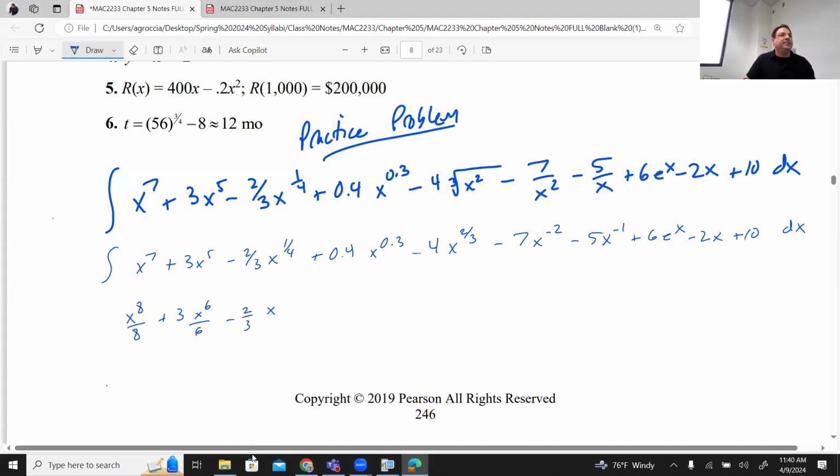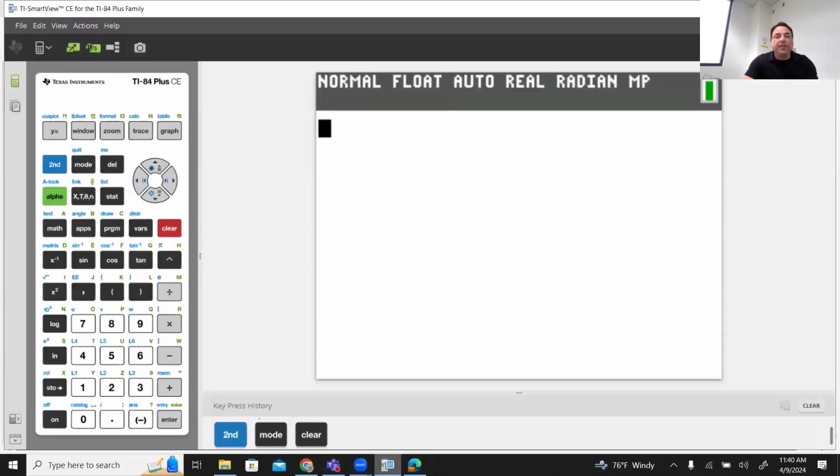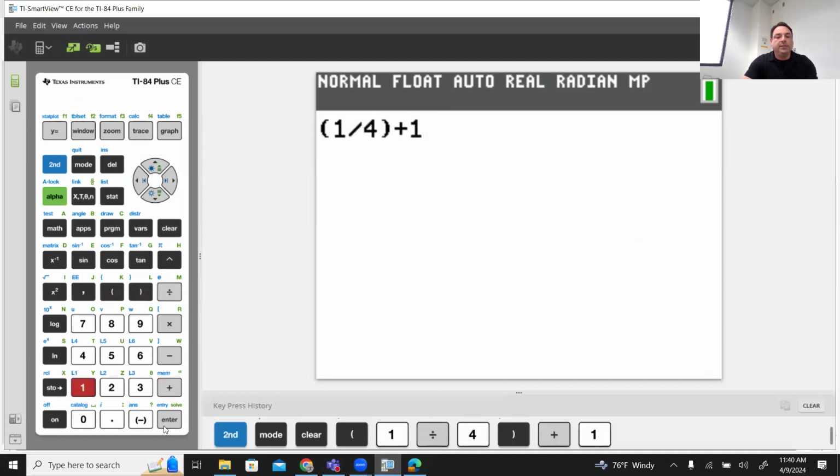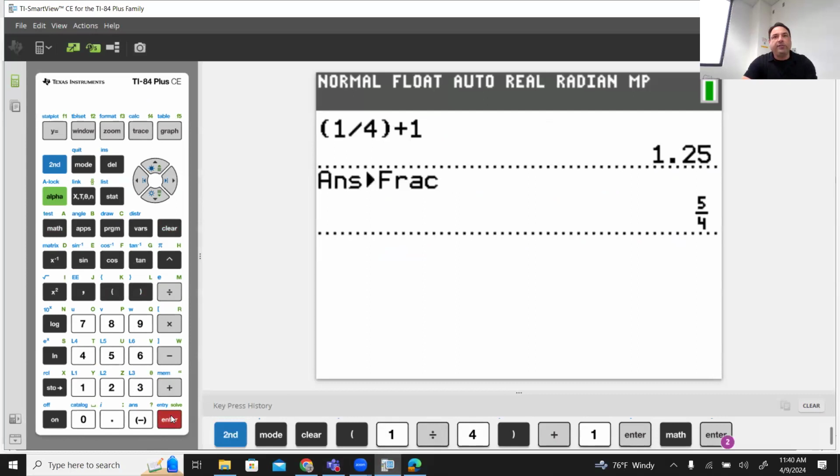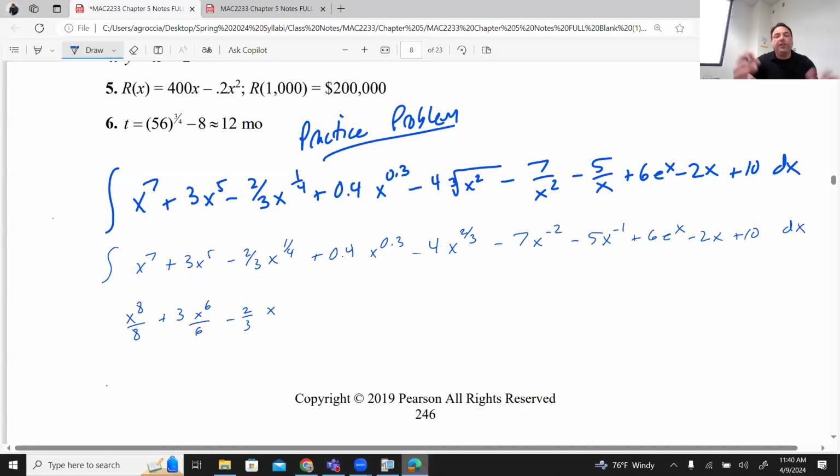And this is where the mistakes happen. 1/4 plus 1, that could be 5/4. That could be 1.25. Decimals or fractions is fine. And if you're struggling with decimals and fractions, you can use your calculator. Just to remind you, 1/4 plus 1 is 1.25, or as a fraction 5/4. So again, with a calculator, there really are no excuses. I'm going to do it as a fraction.